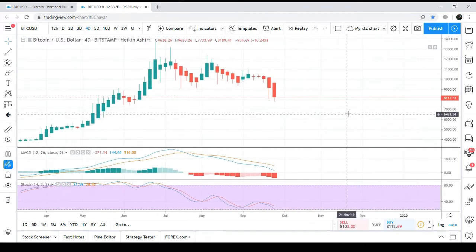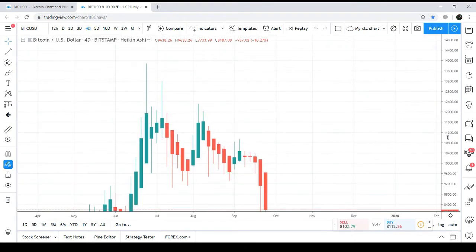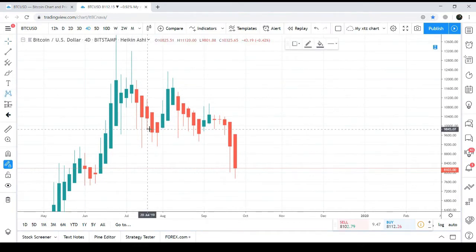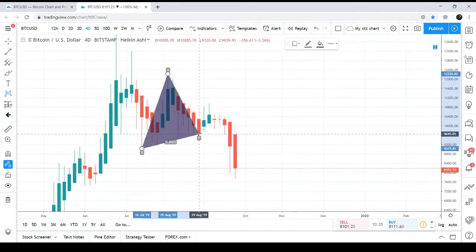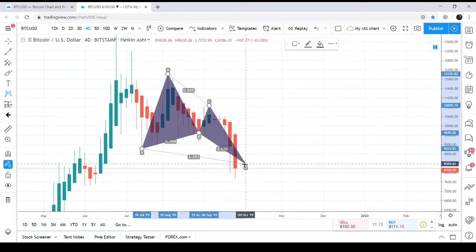And now we have this bullish butterfly pattern. Here you can see, if I place the XABCD pattern tool, then this is the initial X to A leg, and the A to B leg is retraced almost up to 0.786 Fibonacci, and the B to C leg is retraced between 0.382 to 0.886 Fibonacci, and C to D, the final leg, is retraced to 1.27 from here.